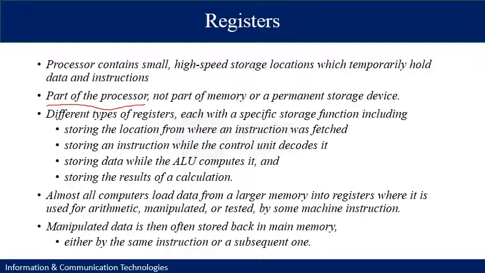There are different types of registers, each with a specific storage function, including storing the location from where the instruction was fetched, storing an instruction while the control unit decodes it, storing the data while the ALU computes it, and storing the results of the calculation. So there are different kinds of registers available to handle different kinds of operations. This is a small list. A CPU can contain many different kinds of registers for different kinds of operations.